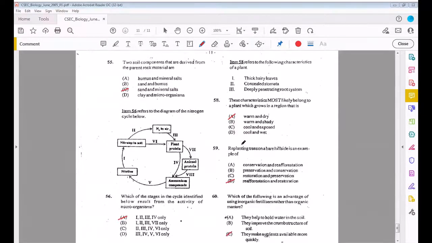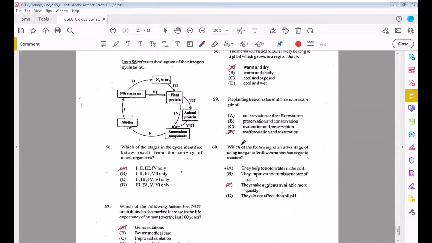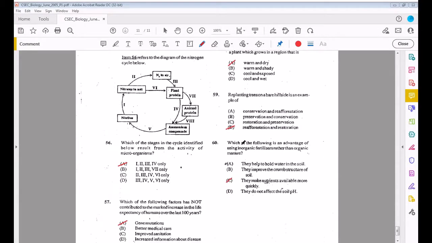55. Two soil components that are derived from the parent rock material are C, sand and mineral salts. 56 refers to the diagram of the nitrogen cycle below. Which of the stages in the cycle identified below results from the activity of microorganisms? The answer is A, 1, 2, 3, and 4.